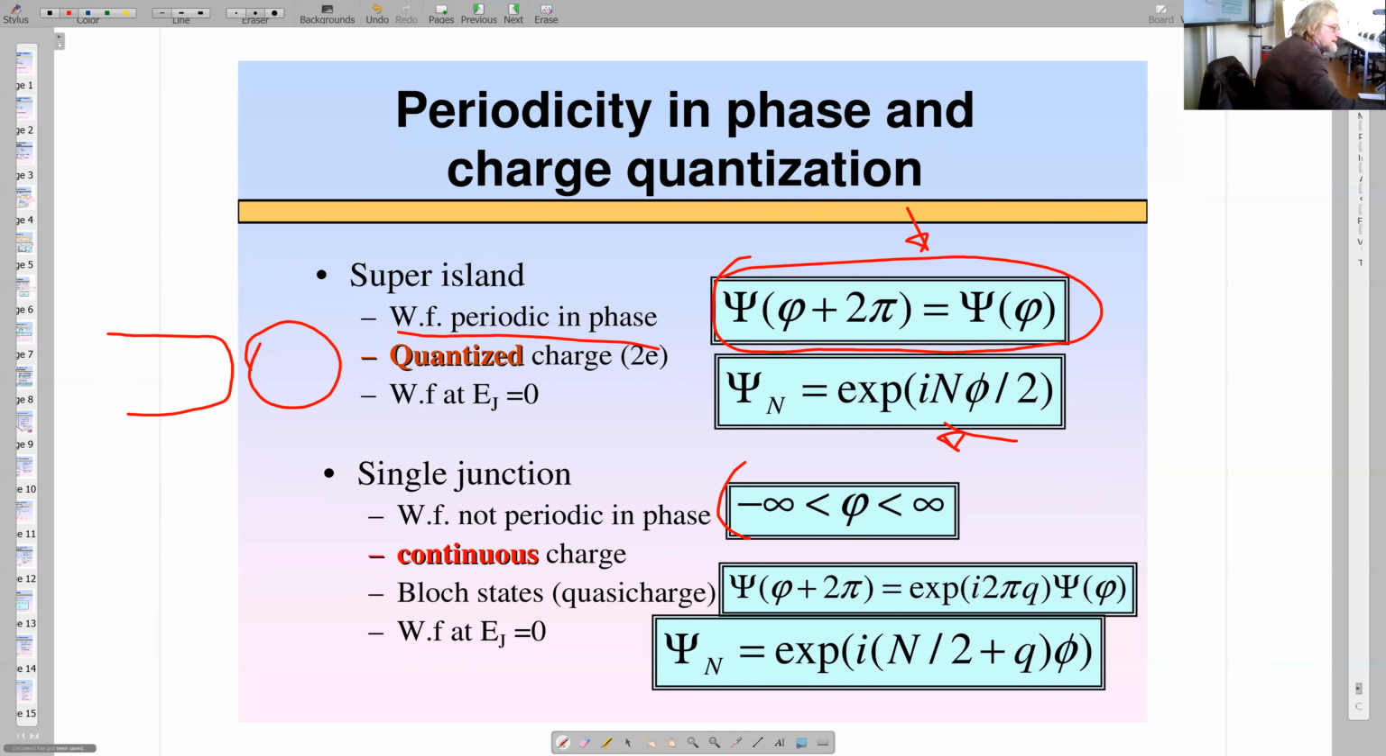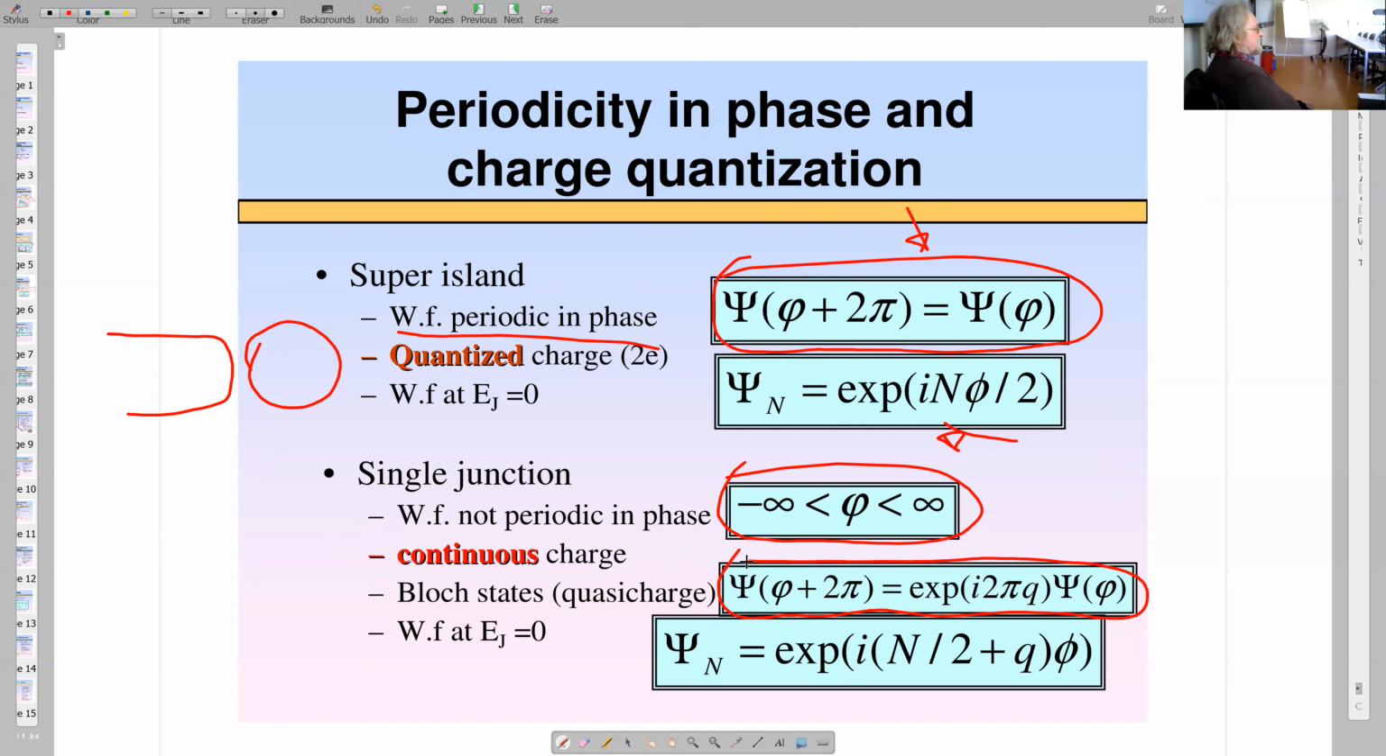Let us look at another variation of boundary condition. Let the phase change from minus infinity to plus infinity. In this case, if we skip Josephson energy, the solutions to this equation will be so-called Bloch states, which are known from solid state physics.